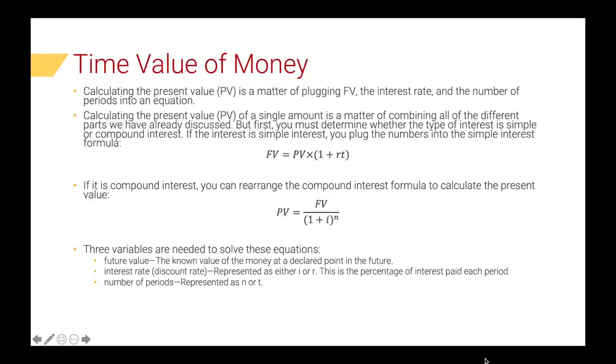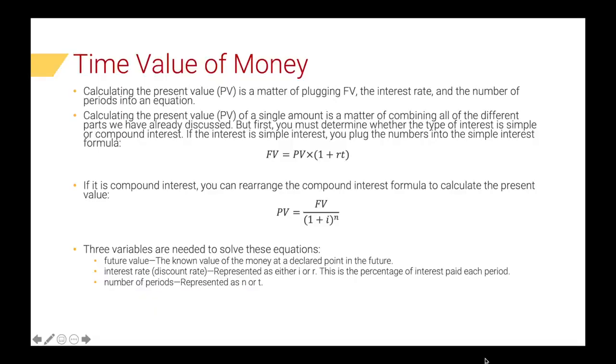Calculating the present value is a matter of plugging in the future value, the interest rate, and the number of periods into an equation. Calculating the present value of a single amount is a matter of combining all of the different parts that we have already discussed. But first, you must determine whether the type of interest is simple or compound interest.